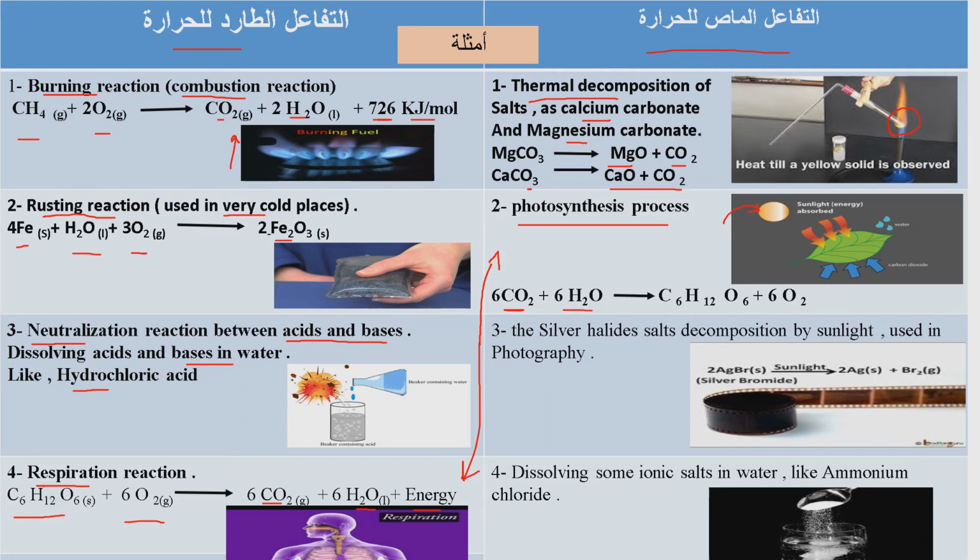So it is one of the main types of endothermic reaction. A third type of endothermic reaction is silver halide salts decomposition. Silver halide salts are used for making photography films. Photography films are covered with silver halide, so when we put it in sunlight, it will decompose into silver and bromine. According to the level of decomposition, the color will change between white, gray, and black. So we use it for making photography films.